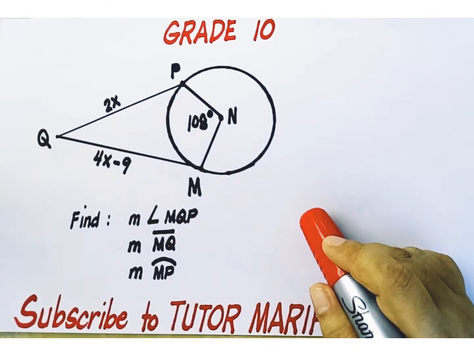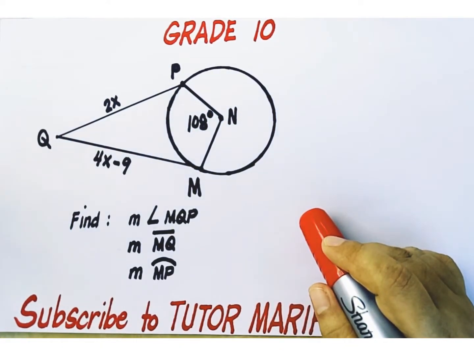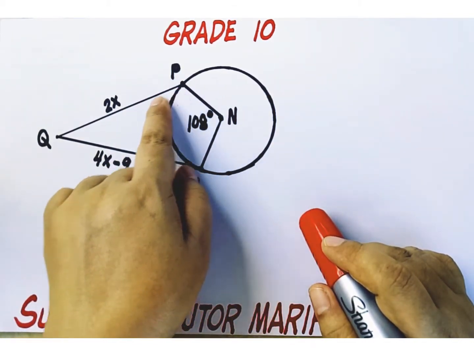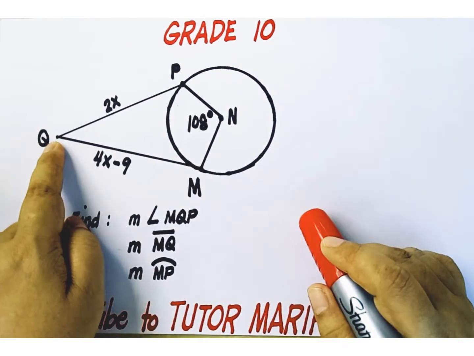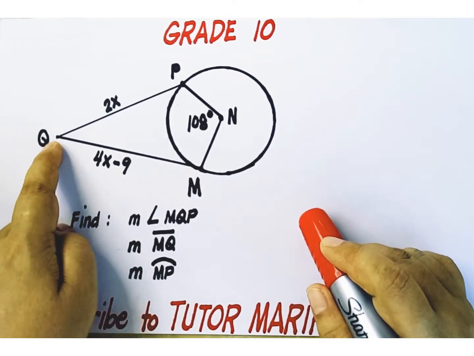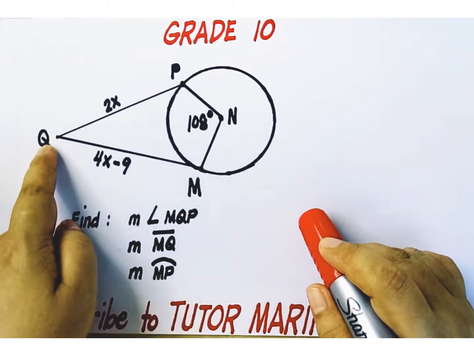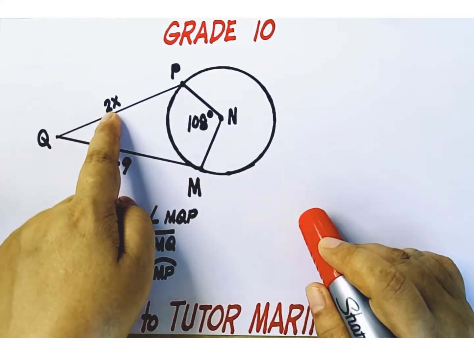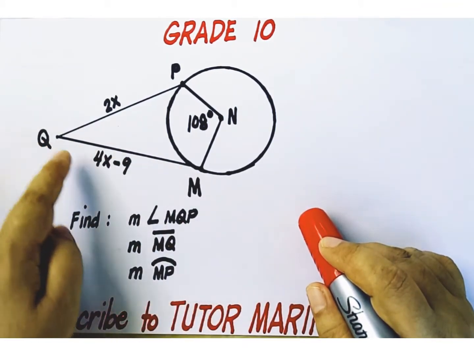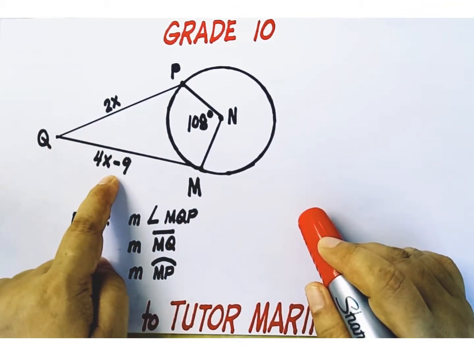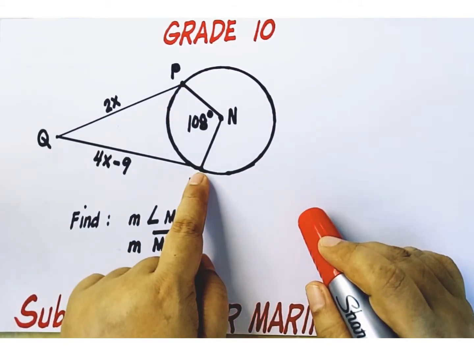This is our figure. We have circle N. We also have two tangent segments joining at a fixed point outside circle N at point Q. The length of tangent segment PQ is represented as 2x, while the length of tangent segment MQ is represented as 4x minus 9. These are the points of tangency.